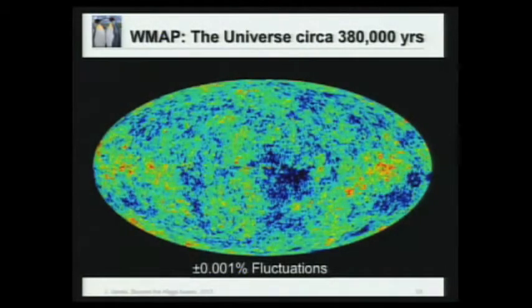So, WMAP made these measurements of the cosmic background, with the galaxy already subtracted, and we see these fluctuations. So when it is blue, it is less energy. When it is red, it is higher energy, or vice versa. To be honest, I don't know.